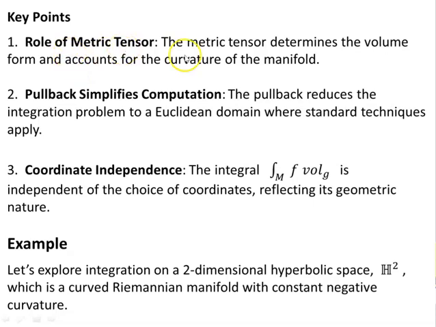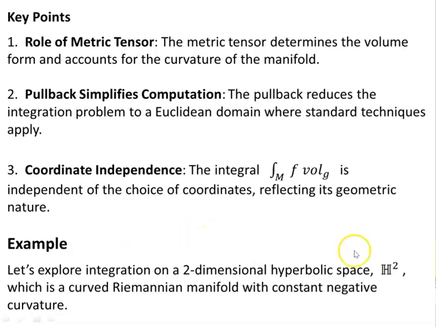So, key points. First, the role of the metric tensor: the metric tensor determines the volume form and accounts for the curvature of the manifold. Second, the pullback simplifies computation: it reduces the integration problem to a Euclidean domain where standard techniques apply. And third, coordinate independence: the integral of f under the volume form G on M is independent of the choice of coordinates, reflecting its geometric nature, because it doesn't matter what coordinates we use.